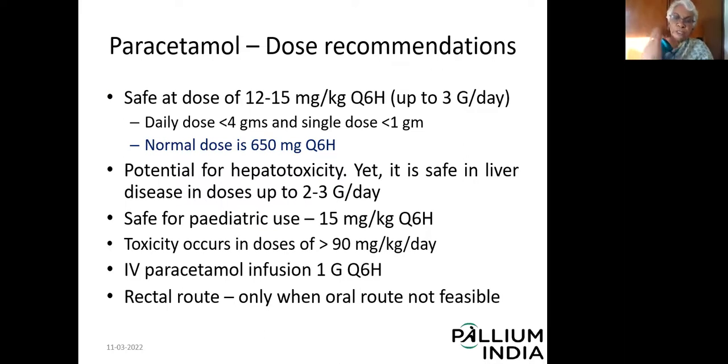Sometimes when the oral route is not feasible, or if the patient has very severe pain and is unable to take orally, you can give IV paracetamol infusion in a dose of 1 gram every 6 hours. We can also give it rectally, particularly in those patients who are unable to take orally, like those with oral cancers or throat cancers who are unable to swallow. You can give it even rectally.